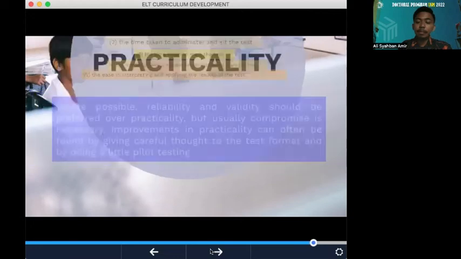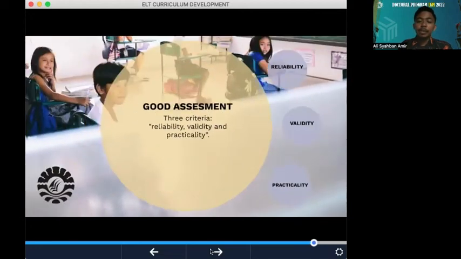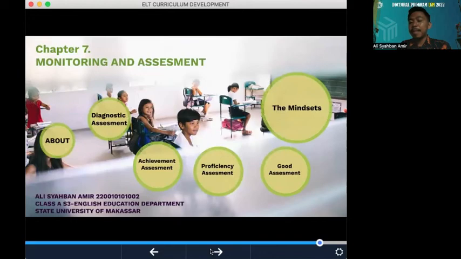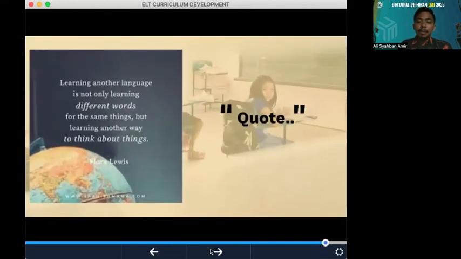So to reach a good assessment, we have to concern or focus on these three basic criteria: we have to look at the reliability, the validity, and practicality. So we move to the mindsets of curriculum development. About this quotation: learning another language is not only learning different words for the same things, but learning another way to think about things.